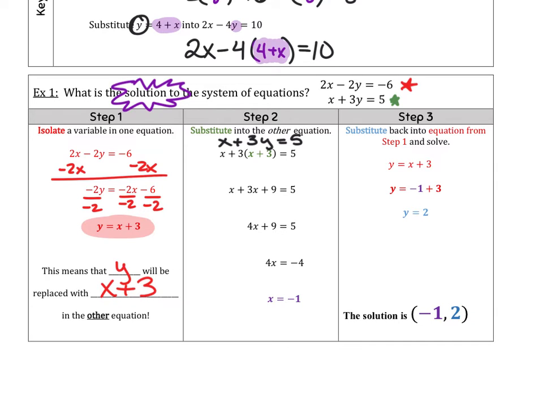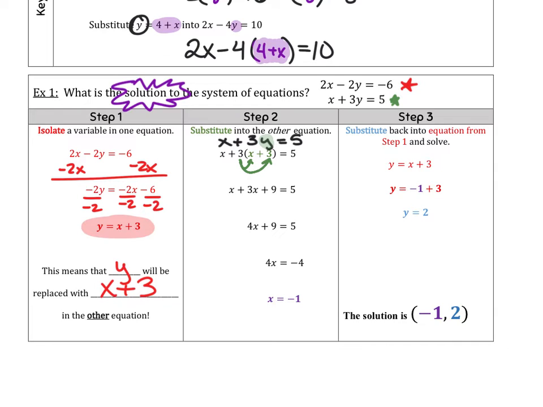So I took that y value that was there just a second ago, and I replaced it with that x plus 3 that we got from step 1, because y is x plus 3, so I replaced it. I've substituted it in. Okay, and then I'm just going to solve this equation. We've got a number in front of parentheses, so I'm going to distribute. That means multiply. 3 times x is 3x. 3 times 3 is 9.